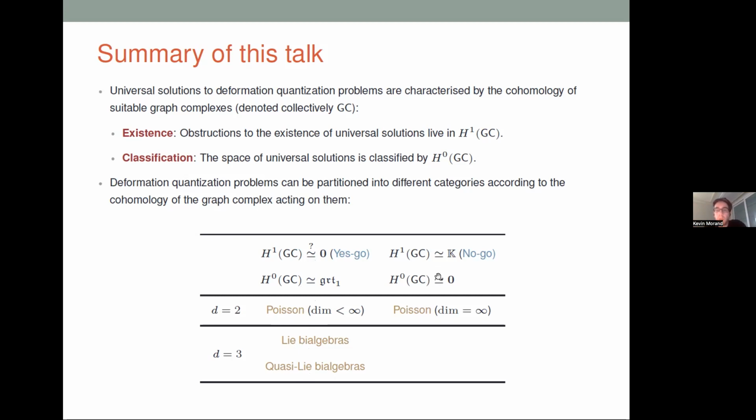On the other hand, we have a no-go class in which there exists some obstruction to quantization. And if this obstruction is hit, then there is no universal solution. Indeed, this is the case for Poisson manifolds in infinite dimension. There is this Kontsevich-Choquette obstruction that lives in this first order cohomology, which prevents the existence of a universal quantization formula for Poisson manifolds in infinite dimension.